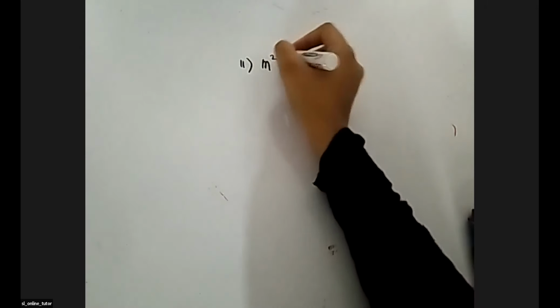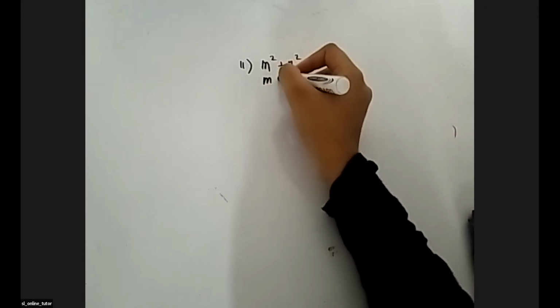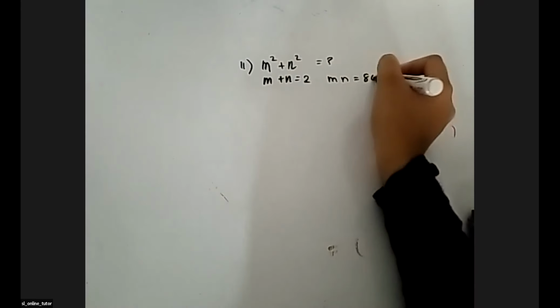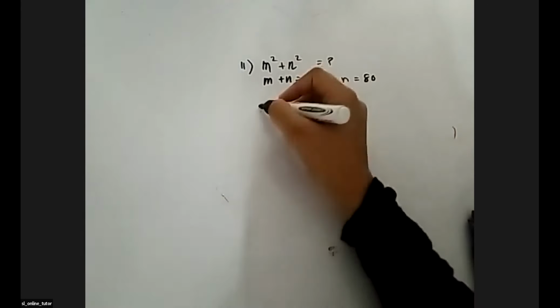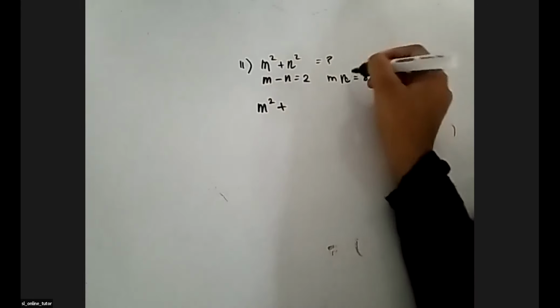Roman number 2. It says m squared plus n squared should be found, and they have given m plus n is equal to 2, mn is equal to 80. So same way we have to do this one. It says m minus n is 2. Yeah, m minus n. Okay, now we have to do this in expanding method.